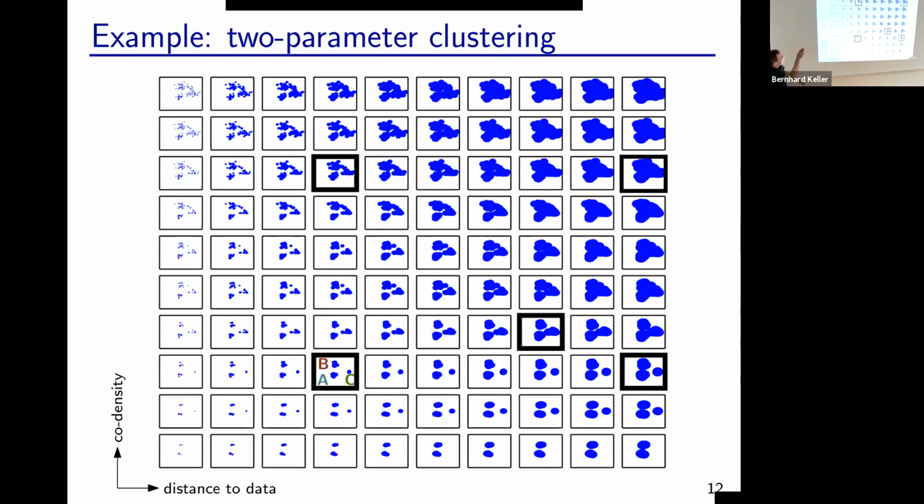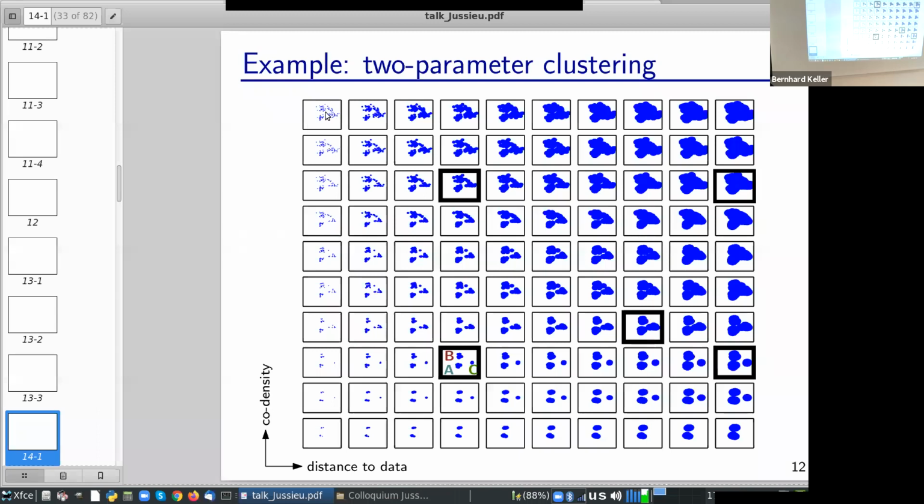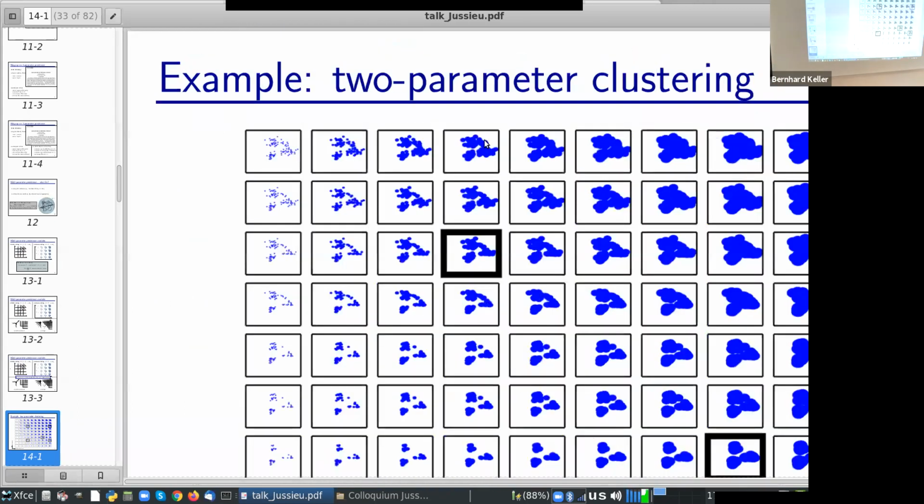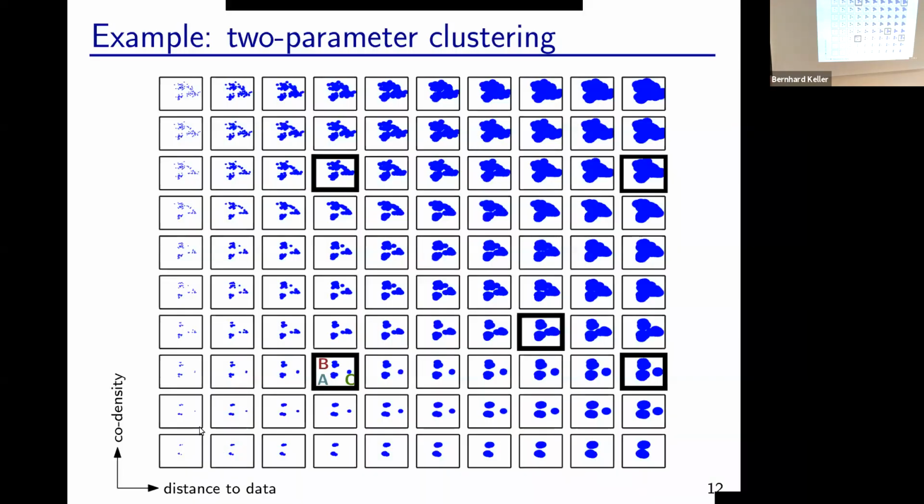So the data set you see in the top left corner. Let me zoom in, if I can. Yeah, so the data set is in this picture here. Okay, so that's my data set. And then what they did is they built a two-parameter filtration out of this data set. So how did they do it? Well, the two variables are shown here. The first variable is the distance to the data. So basically, you draw balls at the same rate around the data points as we did earlier.